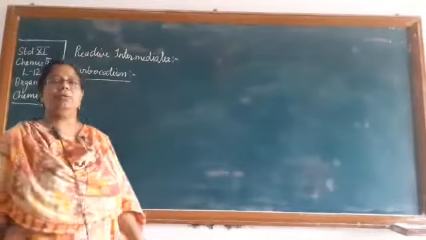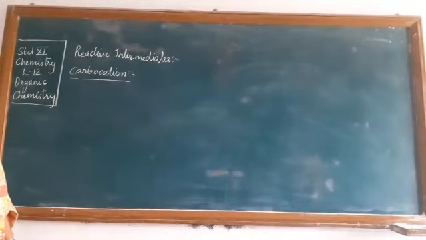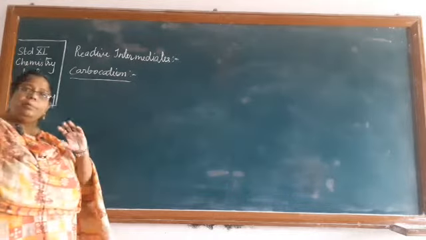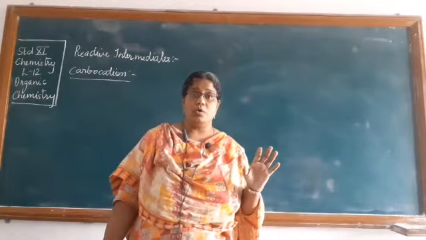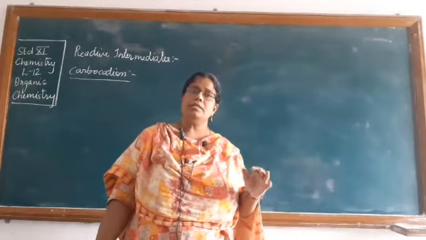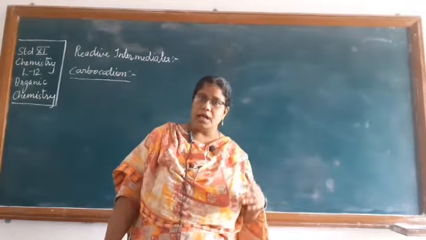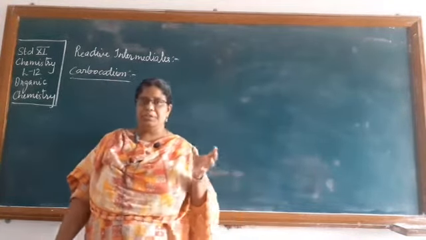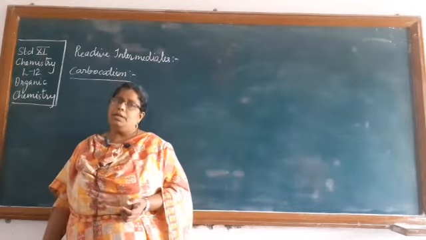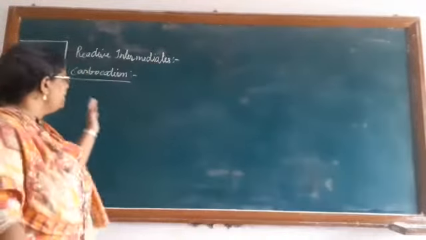Now we will learn about reactive intermediates. Reactive intermediates मतलब in a particular reaction there is some intermediate molecules or species formed that is very short-lived, it is highly unstable. So those kind of species will be called as reactive intermediates. और उसमें सबसे पहले we will learn about carbocations.